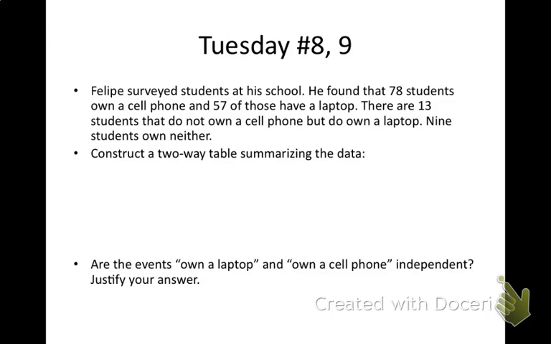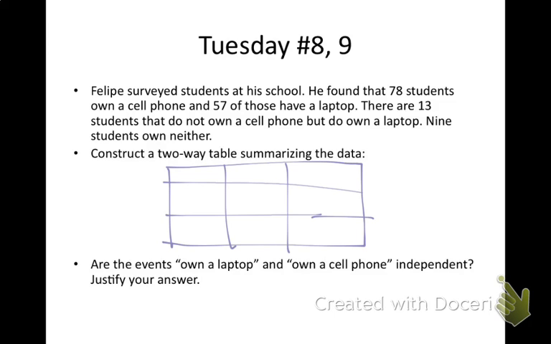And then constructing the two-way table from the information. This was kind of rough before our last quiz, so let's review that. So I've got this table, 2 columns and then totals, 2 rows and then totals. And we need to label these. Let's do cell phone, no cell phone. I did this the other way. Laptop, no laptop, sorry.